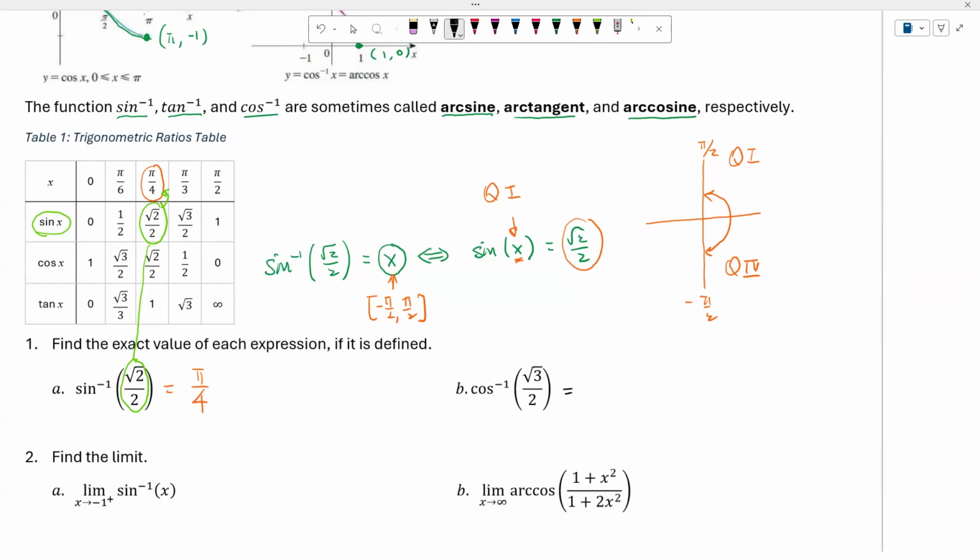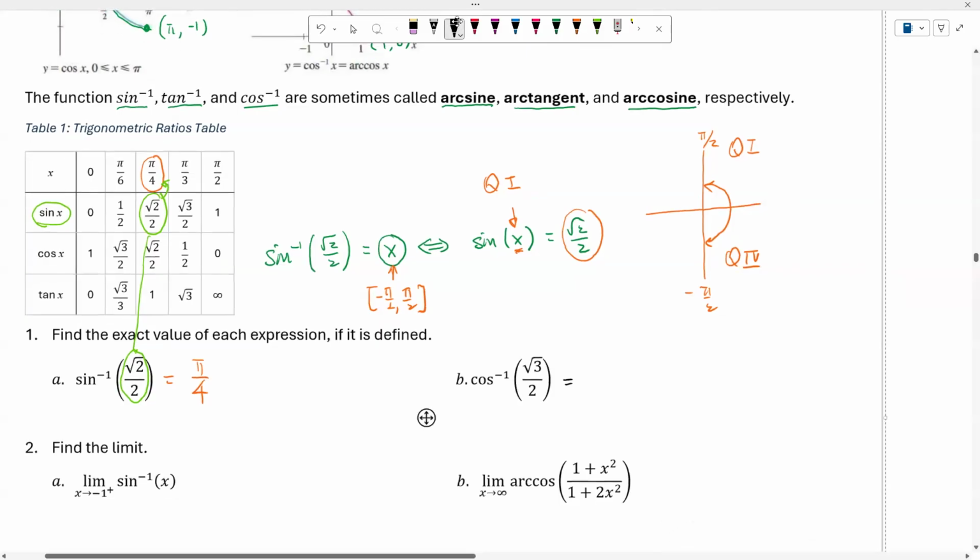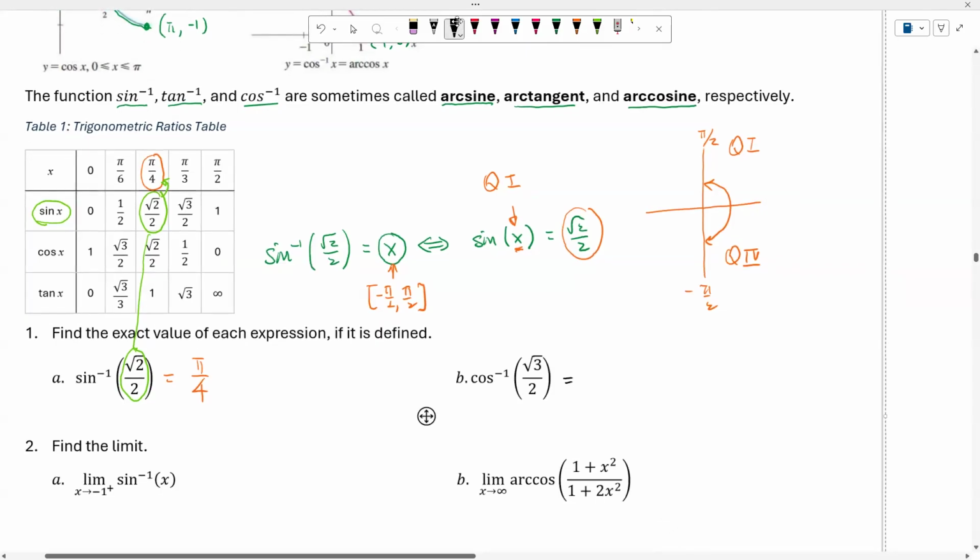Then similarly, if I'm looking for cosine inverse of root 3 over 2, what I would like to think is, okay, the output is root 3 over 2, and then we trace it back to the input, the angle, which is pi over 6. Okay, well, that's it. So this is kind of the idea.